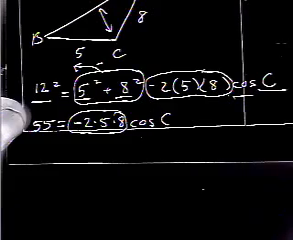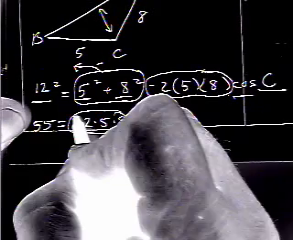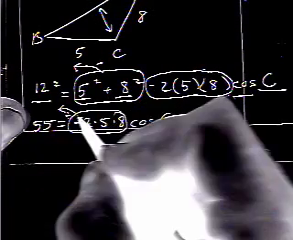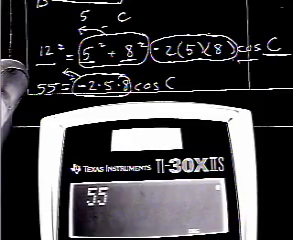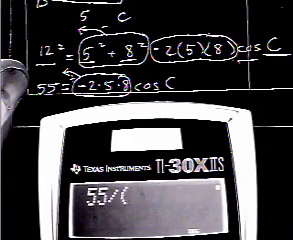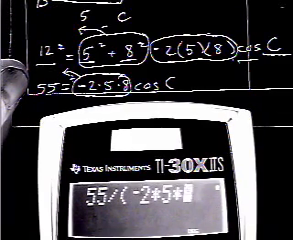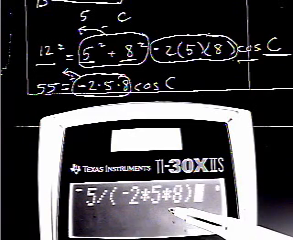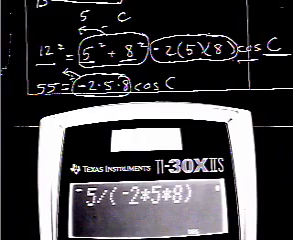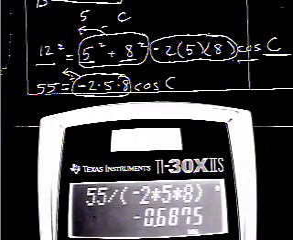Now I need to deal with this part. Yes, I'm going to divide it to the other side. So we have 55 divided by, parenthesis, negative 2 times 5 times 8. Please notice I didn't even calculate that that was negative 80. I'm letting the calculator do the work for me, but I'm using the parentheses. So I end up with negative 0.6875.